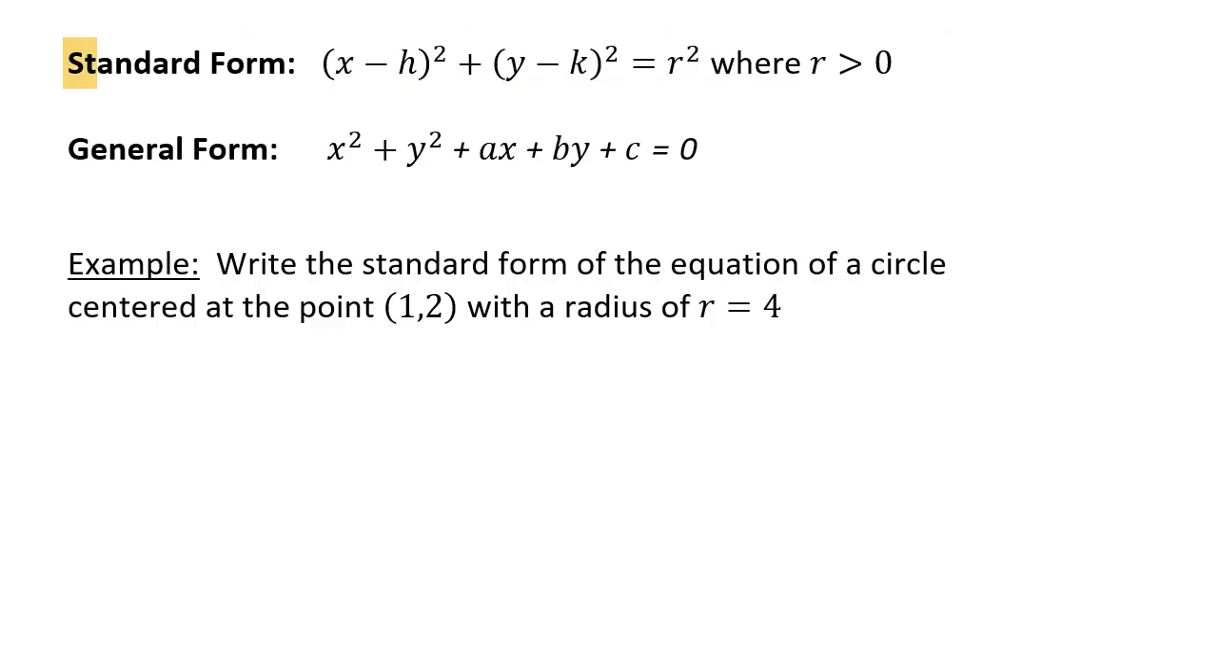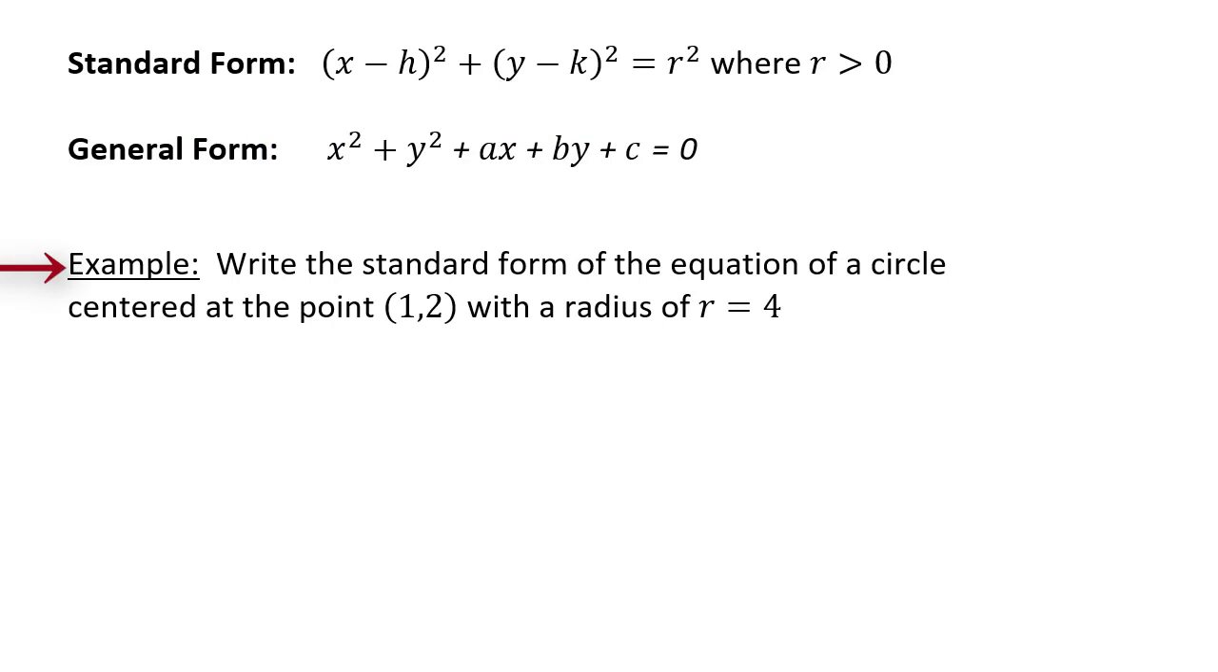So notice we have the standard form of the equation of a circle, (x minus h) squared plus (y minus k) squared equals r squared. r must be positive, (h, k) is the center and r is the radius. Or we have the general form, x squared plus y squared plus ax plus by plus c equals 0.